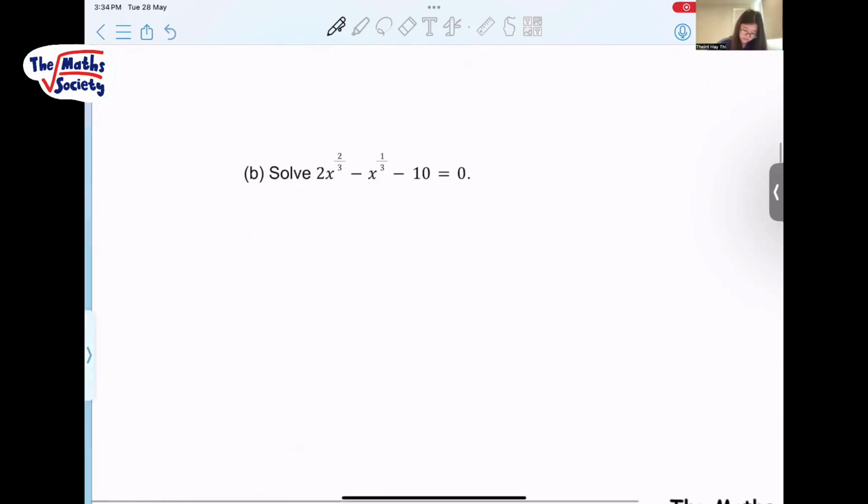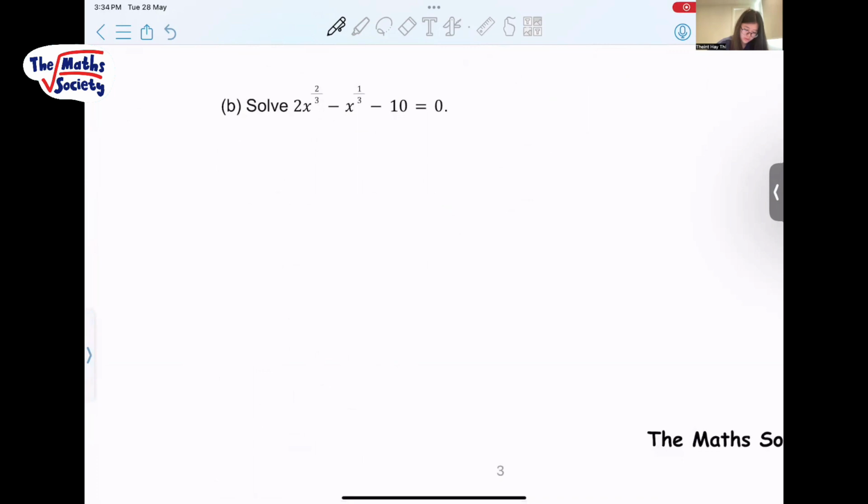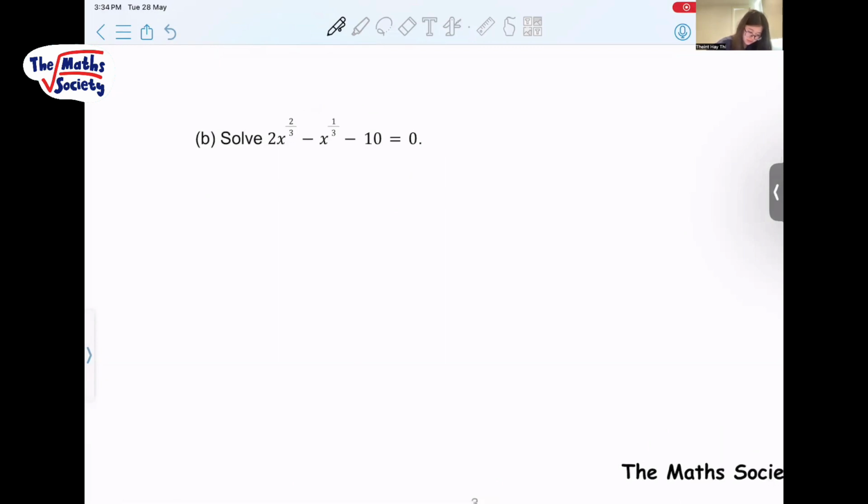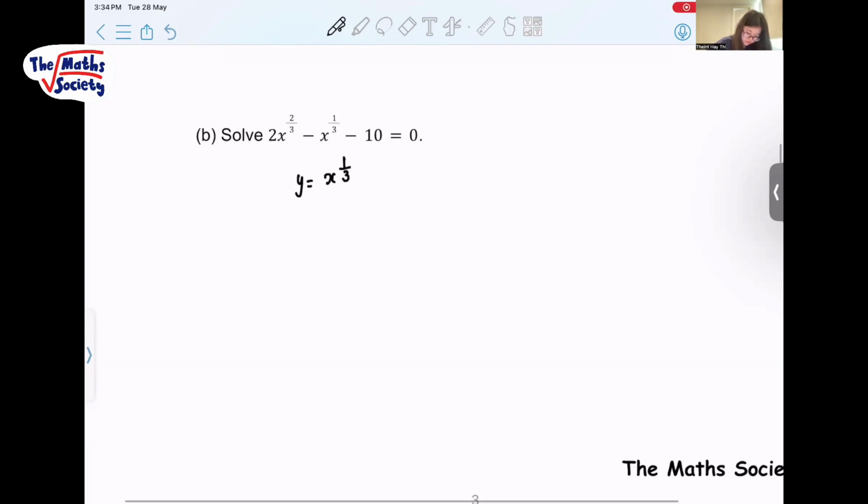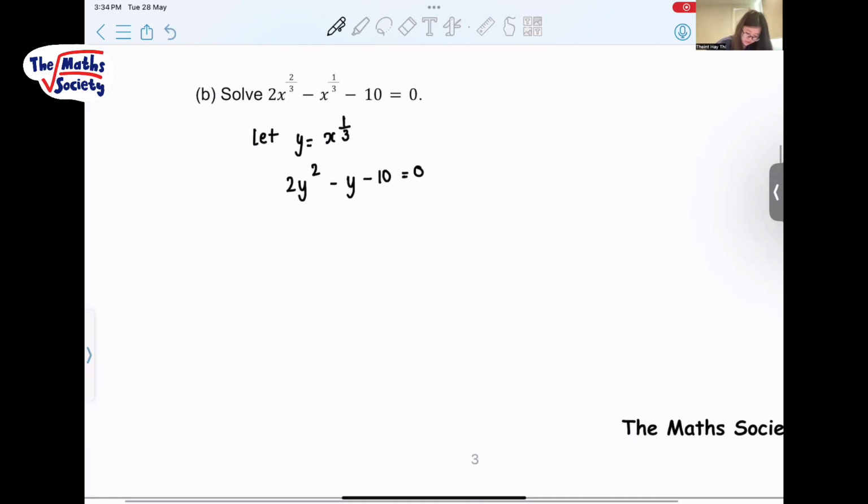And then we'll do b, which is 2x power 2 by 3 minus x power 1 by 3 minus 10. So we'll just use the same method as usual. So it'll be like let y equals to x power 1 by 3. So it's going to be 2y squared minus y minus 10 equals to 0. And then it's going to be cross method as usual.